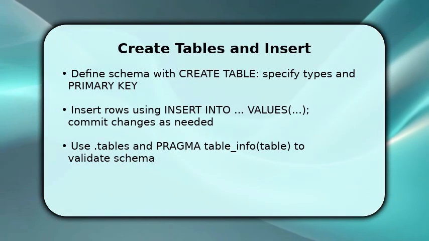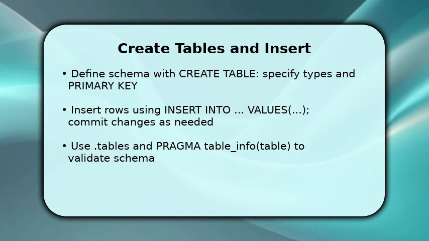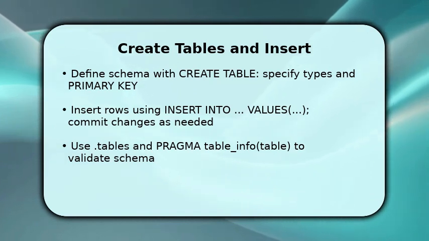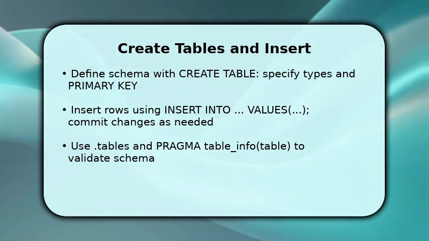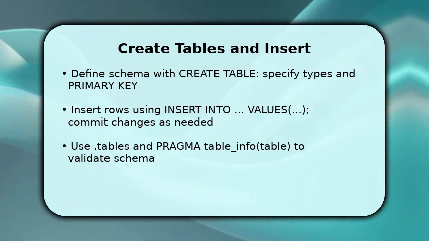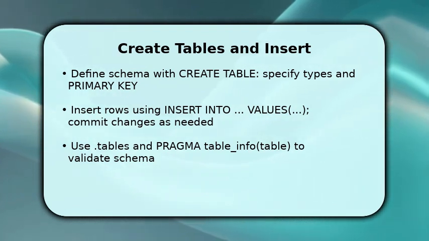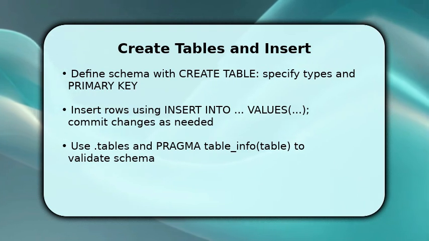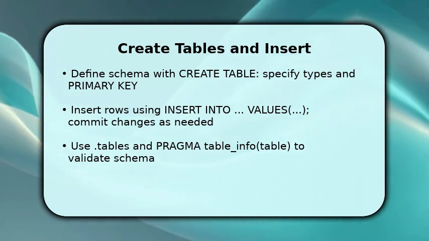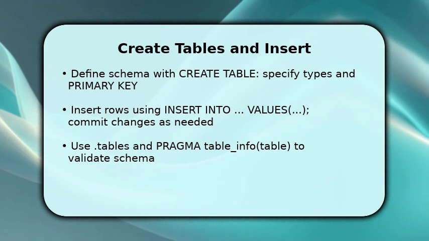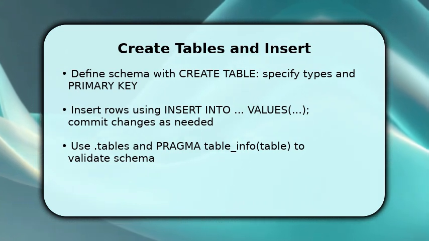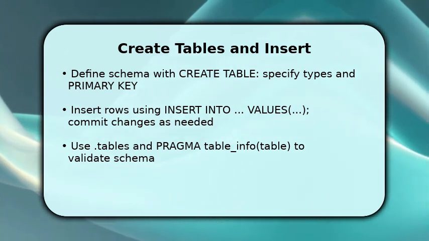First, define a table with CREATE TABLE users (id INTEGER PRIMARY KEY, name TEXT, email TEXT). This sets types and a primary key. Next, insert sample rows using INSERT INTO users (name, email) VALUES ('Alice', 'alice@example.com'). Repeat for more data. Use transactions for batches: BEGIN, COMMIT. This improves speed and integrity.